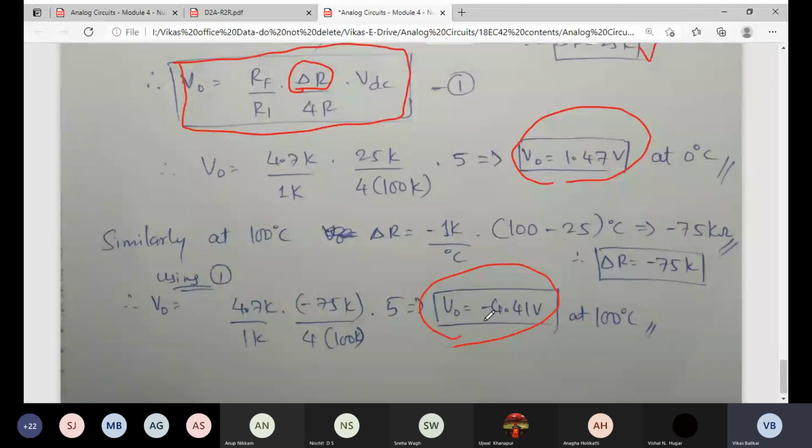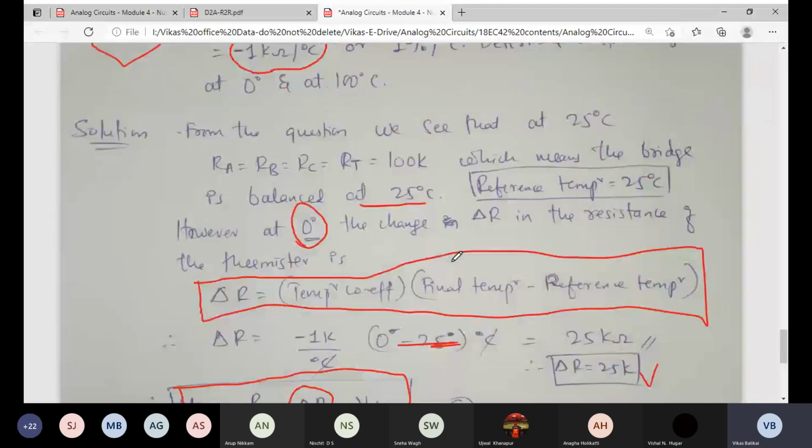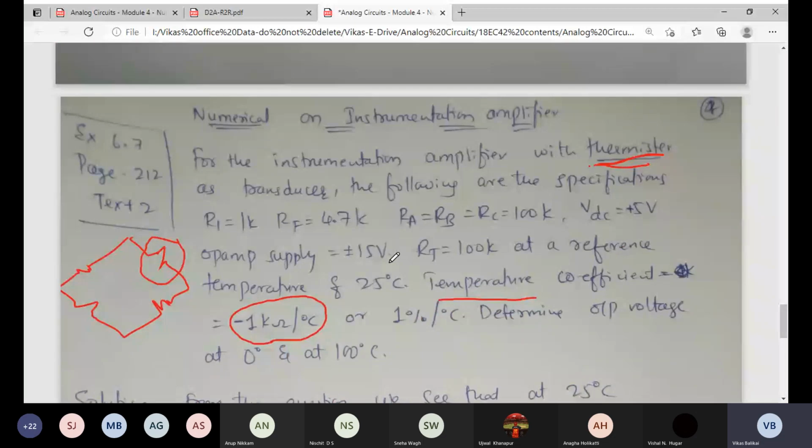So this is how one can solve the numerical for the instrumentation amplifier. Kindly just go through this. I will be uploading these solutions, the problems, in the MS Teams right now. So with this we'll conclude today's lecture, and we'll stop here. We can continue in the next class.